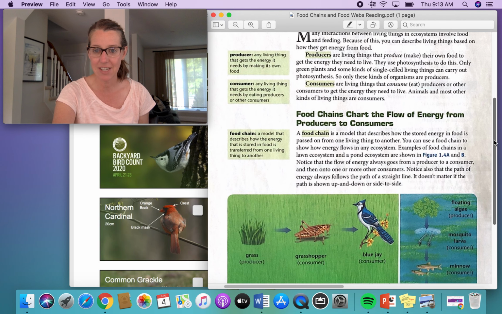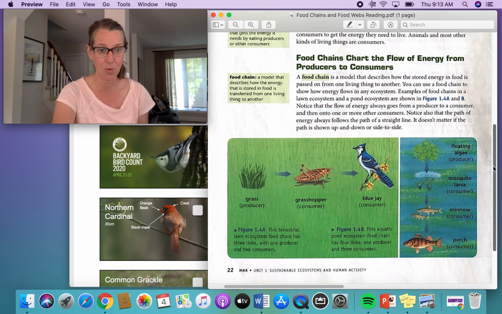So you're going to delve into food chains and food webs, and this is the reading here where you're going to answer some questions with regards to what are some of the producers, who are the consumers in these food chains, and you can see that the arrow shows the flow of energy. So this really just shows that the energy from the grass goes to the grasshopper, and the energy from the grasshopper goes to the blue jay.